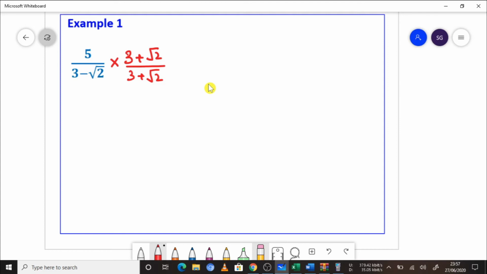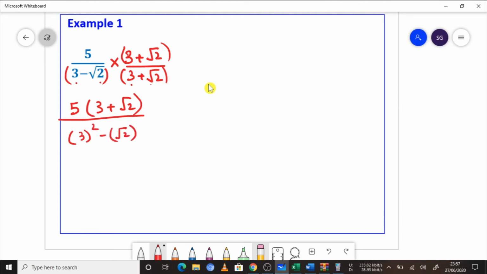You multiply the numerator, so 5 times this bracket. I'll use the brackets just for the sake of it, so that we don't mix up. So this is 5 times 3 plus under root 2. In the denominator, it's the same situation, a minus b and then a plus b. So I'll write it directly here, a squared minus b squared.